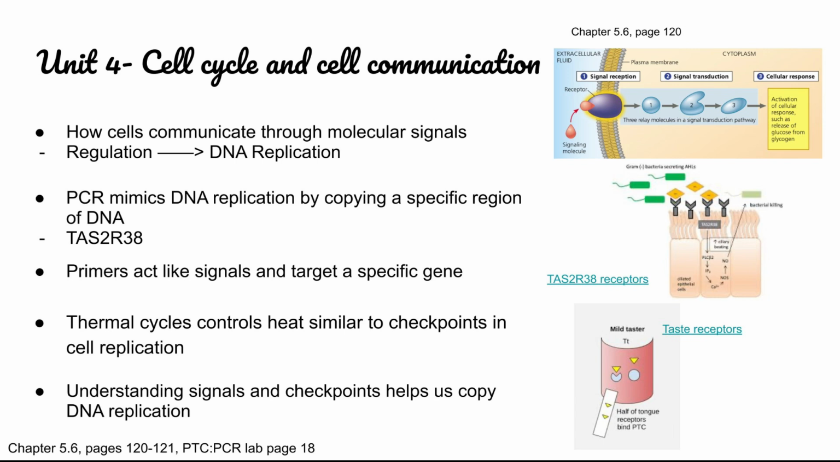Our PCR lab mirrors parts of the cycle, specifically DNA replication. We used primers to target a specific region of DNA, the TAS2R38 gene, and copied it using thermal cycling instead of enzymes and checkpoints. Just as cells use molecular signals to regulate where DNA is copied, our PCR machine used programmed temperature changes to trigger each step of the reaction. Understanding cell communication and replication helps us grasp why PCR works so effectively and how it mimics what cells do naturally.